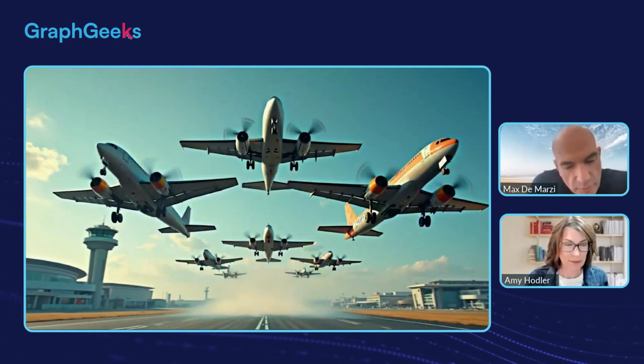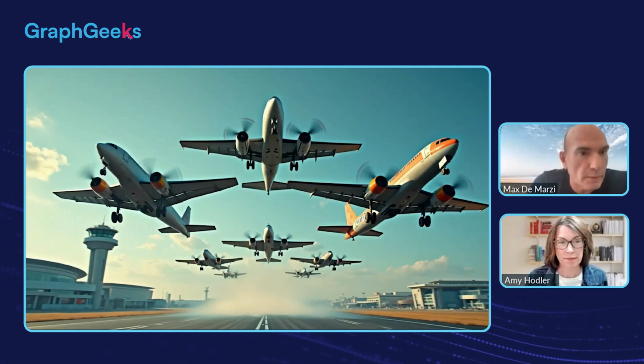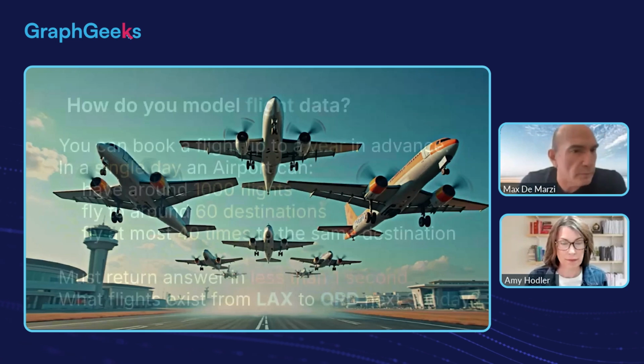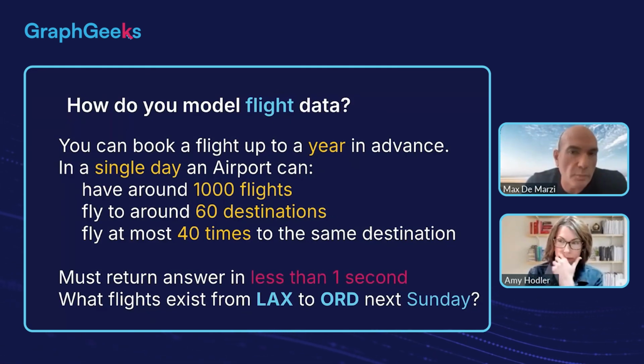Okay, so I think we were here, modeling something a little more complex. This is my favorite example of modeling because it really shows you how you have to know how your database works and your query in order to model your data correctly. So how do you model flight data? This is a fun example, right? Imagine you can book a flight up to a year in advance. In a single day, an airport can have 1,000 flights. You can go to 60 different destinations and at most 40 times to one particular destination.